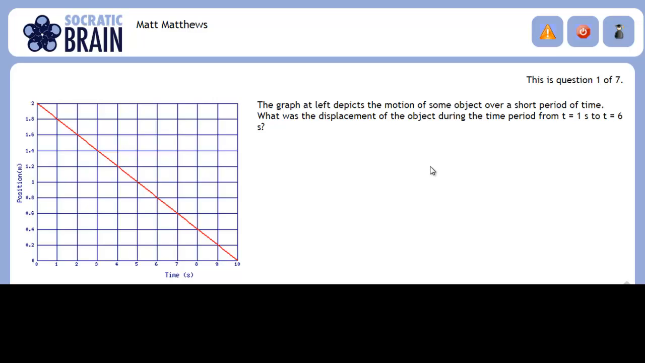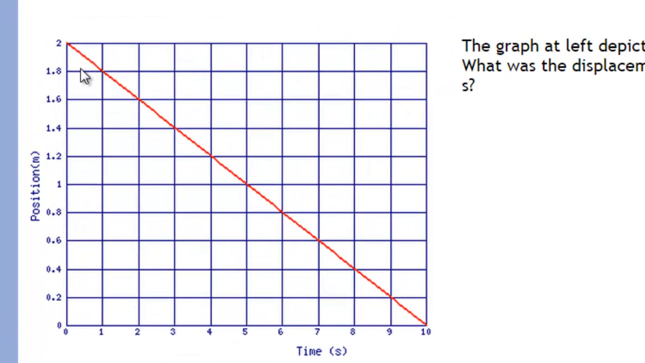So we need to know that displacement means a change in position, but we're only interested in the change in position from the time interval 1 second to 6 seconds, here to here. So it looks like we're going to be going from a position of 1.8 meters to a position of 0.8 meters.